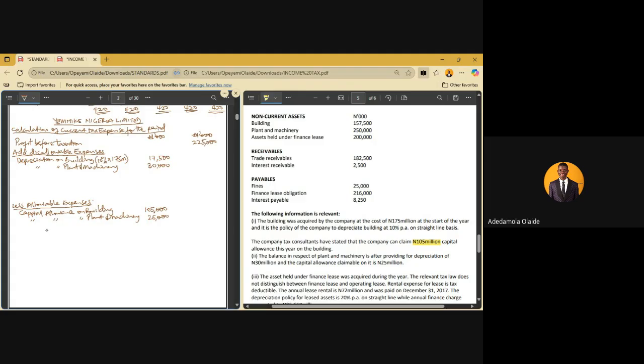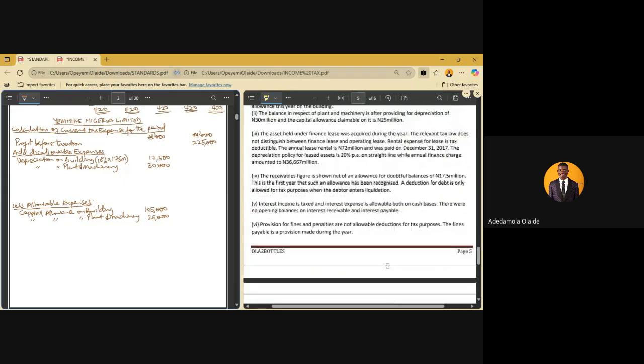Okay. The next thing is that what? They said the assets held under finance lease was acquired during the year. The relevant tax law does not distinguish between finance lease and operating lease. What does that mean? Tax law does not recognize leases as assets. But rental expense for lease is tax deductible. And they gave us what the annual lease rental is to be 72 million. Annual lease rental will be allowable. So annual lease rental, 72 million.